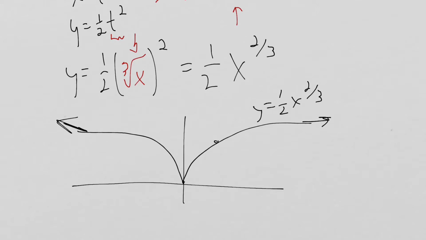I guess you could also plug in a point here. If I were to plug in 1, I would get a half. So 1 comma 1/2. This is 0, 0, should be obvious. And this is -1 comma 1/2. You may say it's a cube root, it should go down below. Well, the square part of it here makes it so that it pops up and up. But anyway, there's your graph.